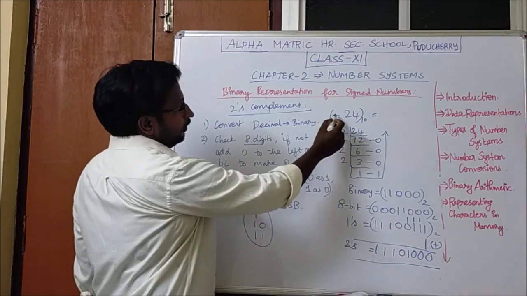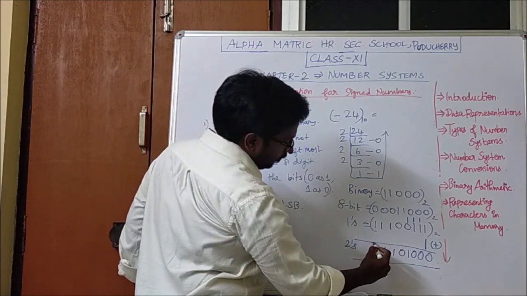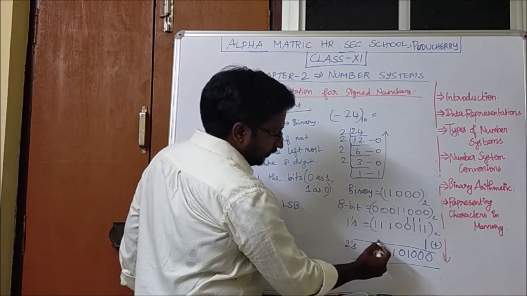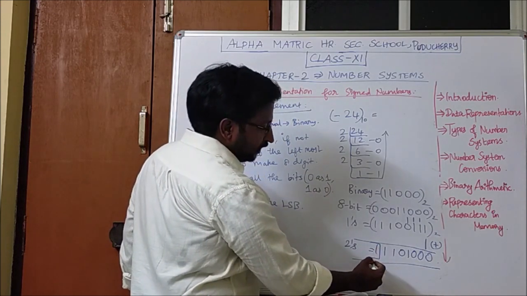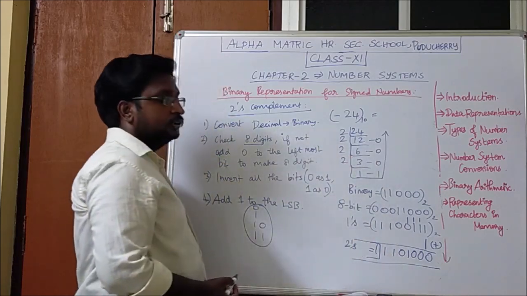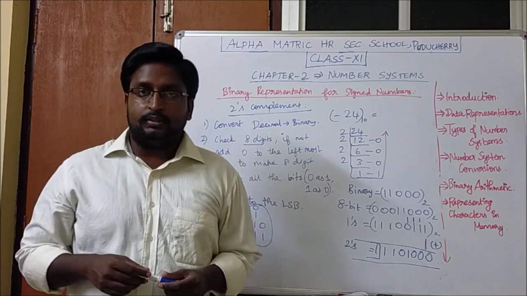You can see we told that if it is a negative number, the first value, out of the total 8 digits, the first digit, that is the most significant bit, will be 1 for negative. So this is how we have to find the 1's complement and 2's complement.